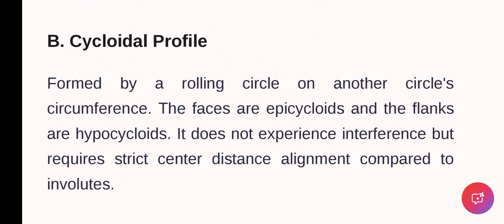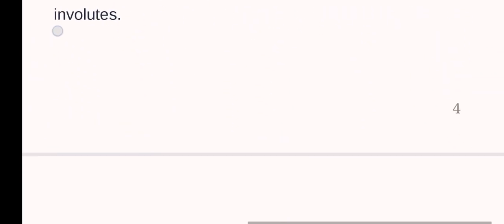Cycloidal profiles formed by rolling circles on another circle's circumference. The faces are epicycloids and the flanks are hypocycloids. It does not experience interference but requires strict center distance alignment compared to involutes.